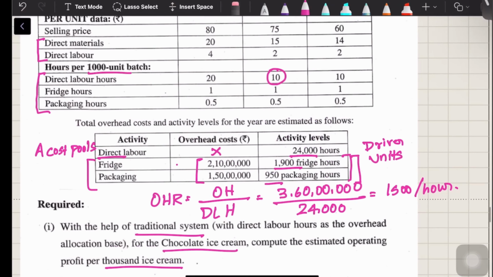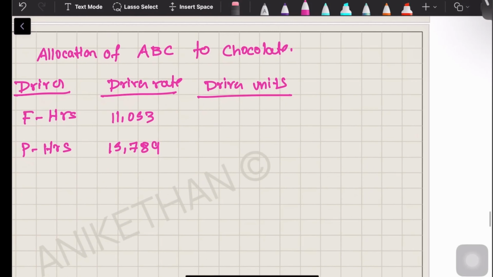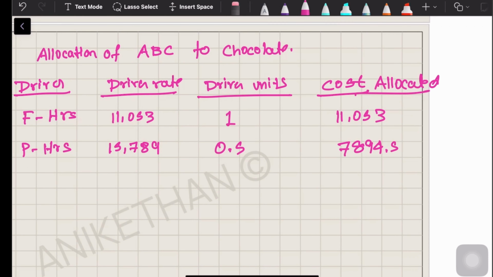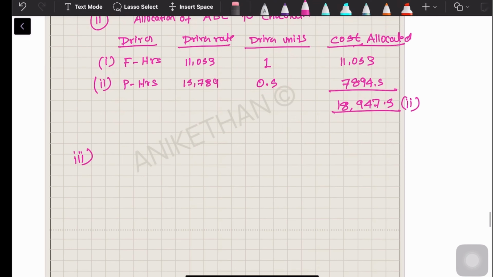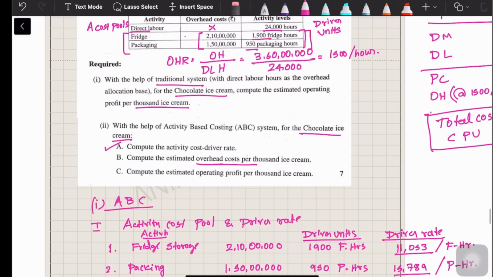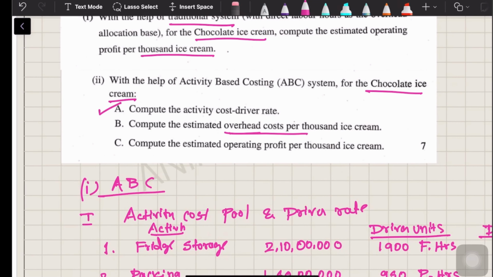So for chocolate ice cream, fridge hour is 1 and packing hour is 0.5. We write it here. Now we multiply driver rate with the driver units and we will get cost allocated based on the ABC method. So this is the second step. When we total it, it is coming to 18,947.5. This is just the overhead. To this we have to add the prime cost to get the total cost based on the ABC.